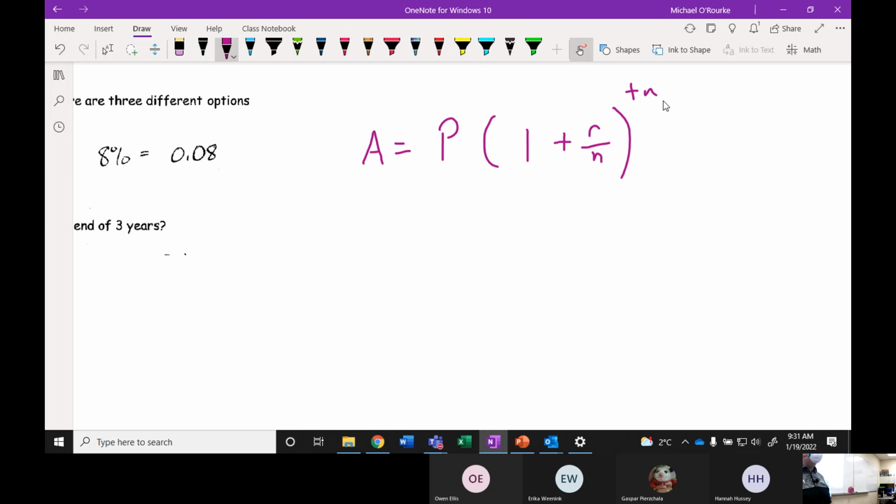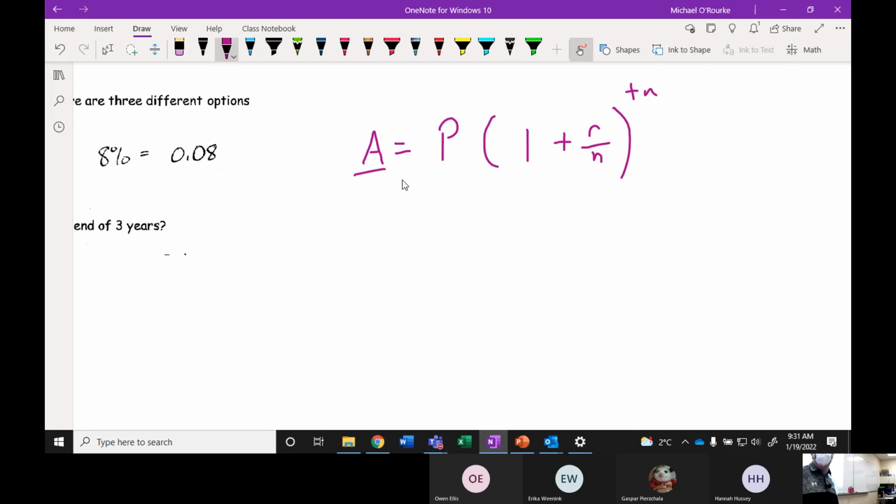So if you go to your flow chart, simple, compound, you go to compound. Then it's lump sum versus regular payment, correct? You're looking for lump sum. So this is when someone invests an amount of money all at once. Is this how it actually works? Yeah. What's the difference between those two? One is looking for the amount, and the other is looking for the principal.